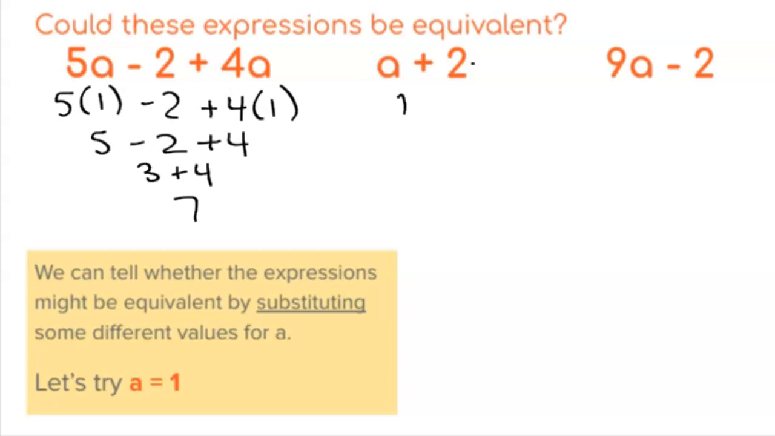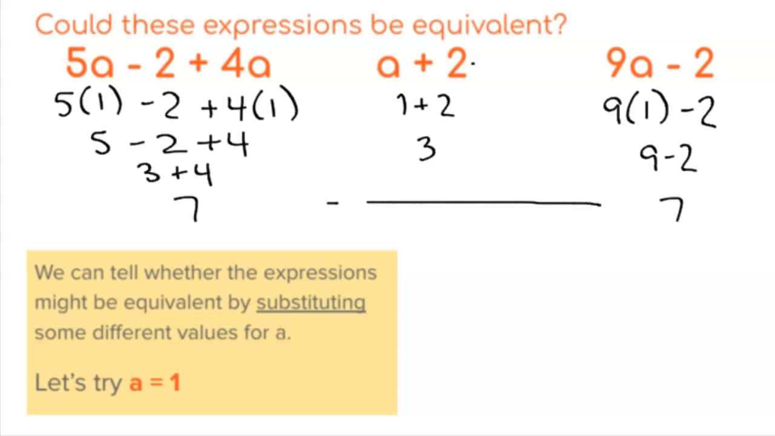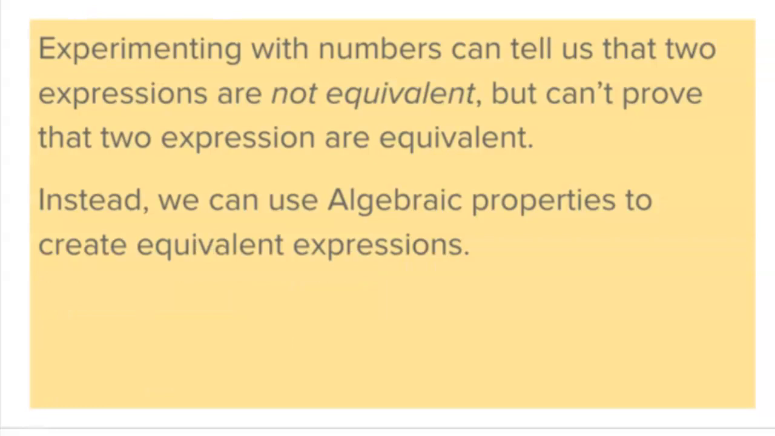When a equals 1 here, 1 plus 2 equals 3. That means the first and the second expression cannot be equivalent to each other because they're not equivalent when a equals 1. The last one, 9 times 1 minus 2, 9 minus 2 is 7. It might be equivalent to this first one because they both equal 7 when a equals 1, but that just means they work for one value of the variable. We don't know for sure, but they could be. Experimenting with numbers can tell us that two expressions are not equivalent, but it can't prove that two expressions are equivalent. So instead, we can use algebraic properties to create equivalent expressions.